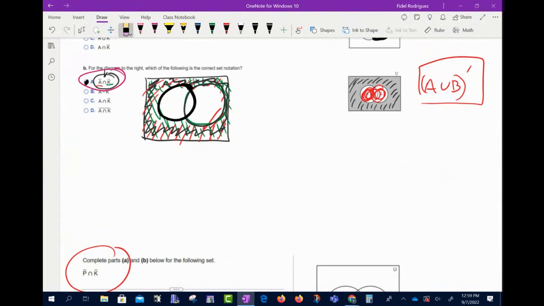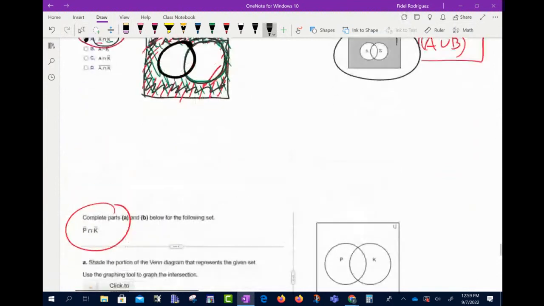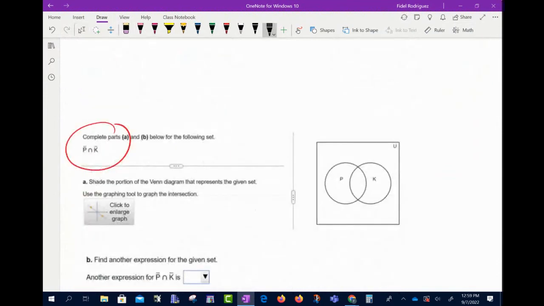So what does the picture look like? The picture needs to look like that picture right there, right? So what am I going to shade? Everything outside of those two circles, right? Everything outside of those two circles. Now, y'all, when you're doing your homework, it's going to allow you to click on a little thing and it'll pop up like this, and then you get to decide what part you're going to shade, but that's what you're looking at, okay?